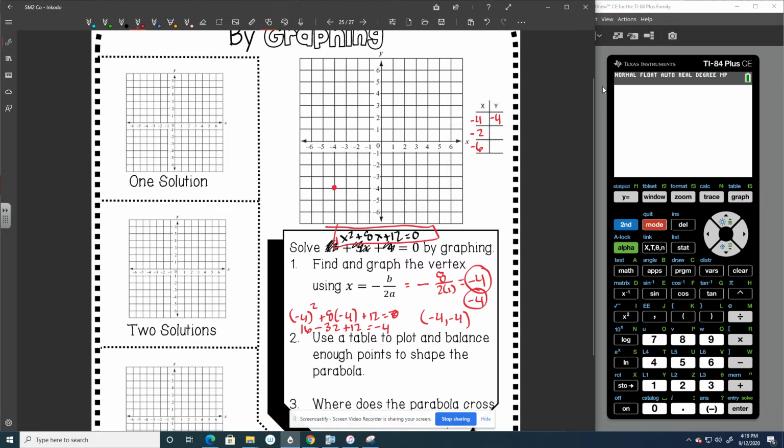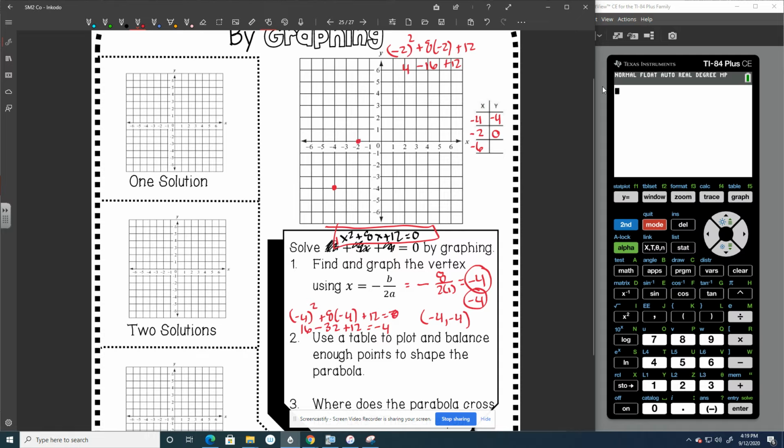So when I plug in negative 2, I get negative 2 squared plus 8 times negative 2 plus 12. Negative 2 squared is 4. 8 times negative 2 is negative 16. 12 is still 12. So here I get 4 minus 16 is negative 12 plus 12 is 0. So when I plug in a negative 2, I get 0. So over 2 up to 0.